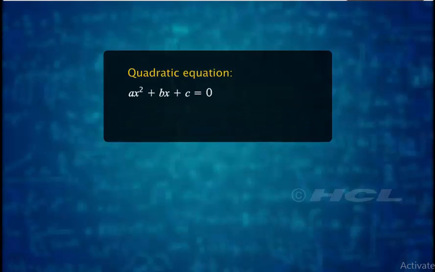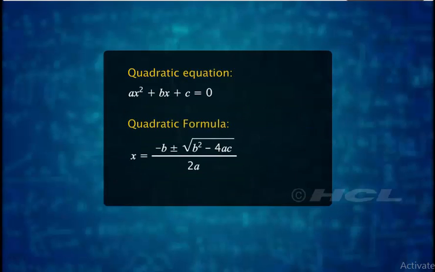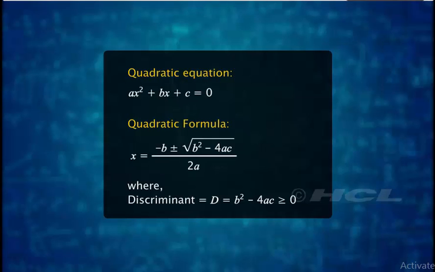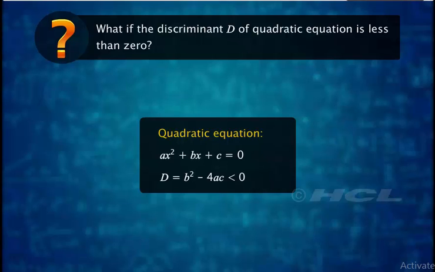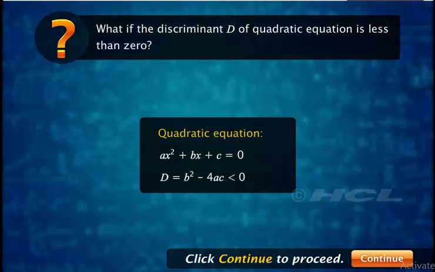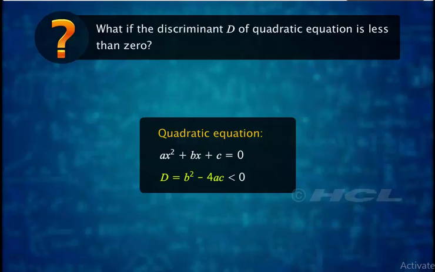You thus know how to find the real roots of a quadratic equation whose discriminant is greater than or equal to 0. But what if the discriminant D of a quadratic equation is less than 0? In fact, the discriminant, as the name suggests, helps us decide the nature of the roots of a quadratic equation. Let's see how.